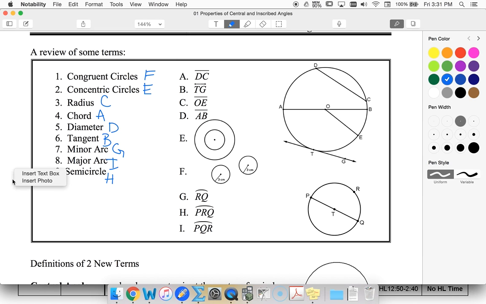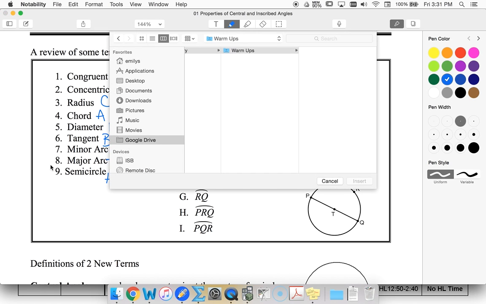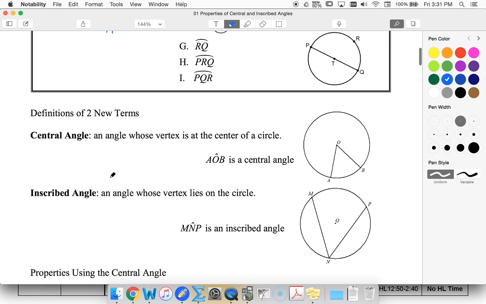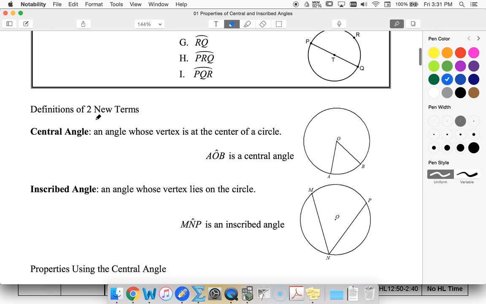So now some new terms. These aren't actually new because we learned them in our investigation. Central angle is an angle from the center out to the circumference, and inscribed is from the circumference to two other points on the circumference. And I'm going to stop there, and in the next video we'll start to look at properties.